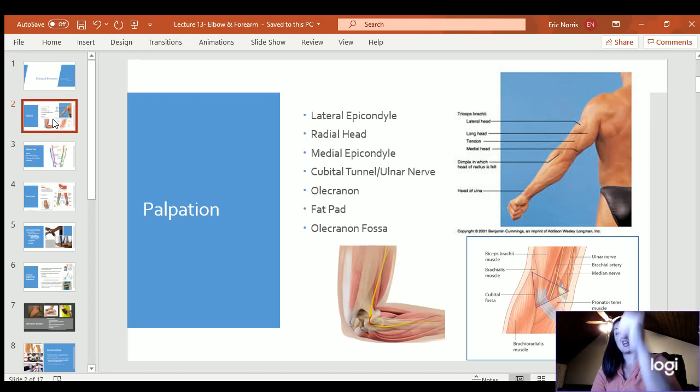If you hit your elbow and you have those shocks coming through, that's the cubital tunnel there, and the ulnar nerve passes through the cubital tunnel. And then your olecranon is the big bone there of your elbow, your fat pad behind it, and then the olecranon fossa. So we'll go through some palpation in lab.